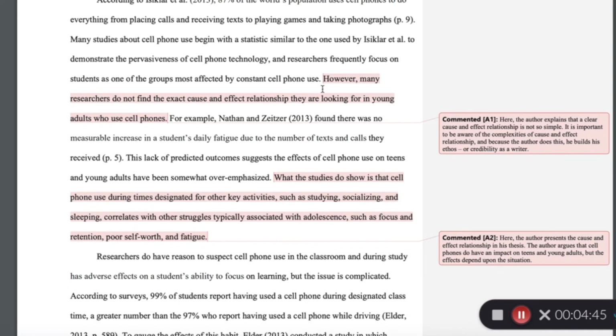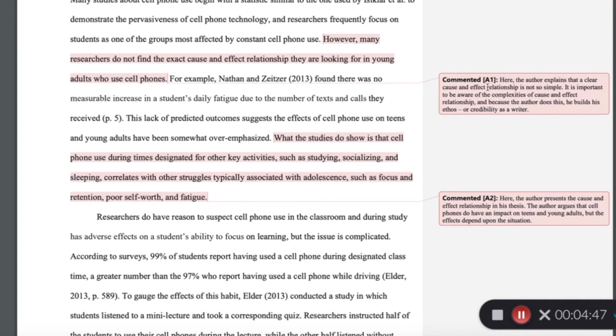And then notice this comment here. The author explains that a clear cause-effect relationship is not so simple. It's important to be aware of the complexities of cause-effect relationships, and because the author does this, he builds on his ethos. Ethos means the credibility as a writer. So this is really important, right?